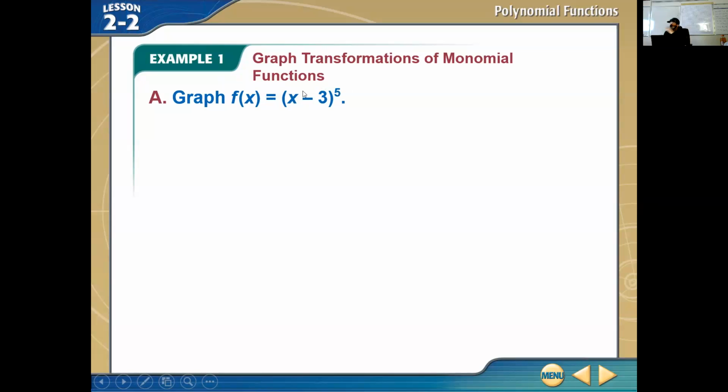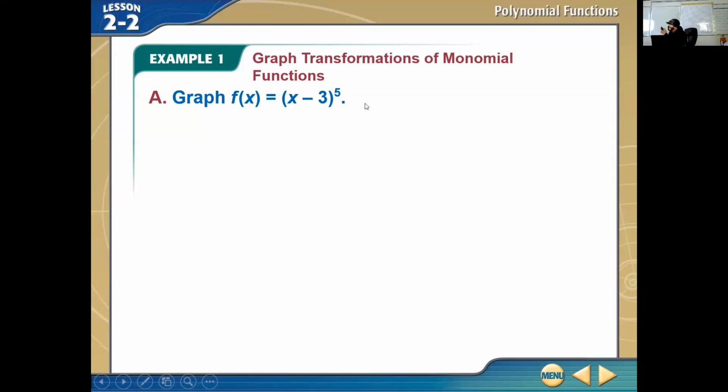Okay? This is going to be the graph of x to the fifth, but it's going to be translated to the right 3 units. If it was minus 3 on the outside of the parentheses, then that graph would simply be shifted down. So we have horizontal translation, which is our inside terms, and vertical translations as our outside terms.